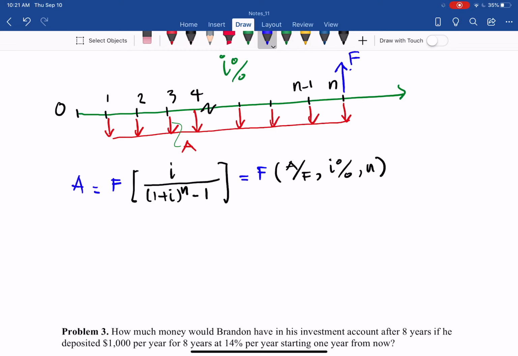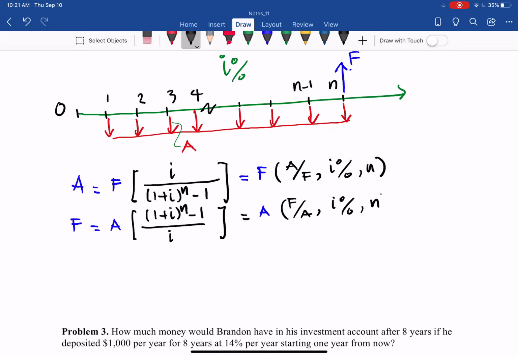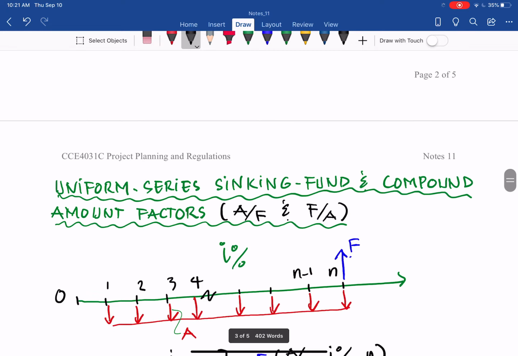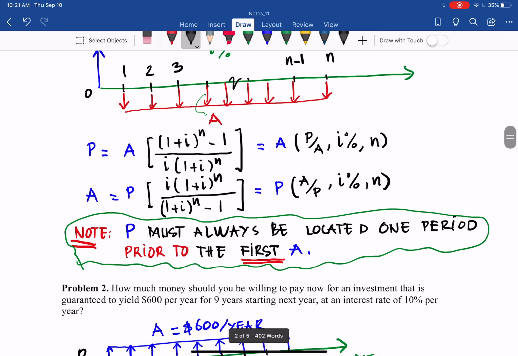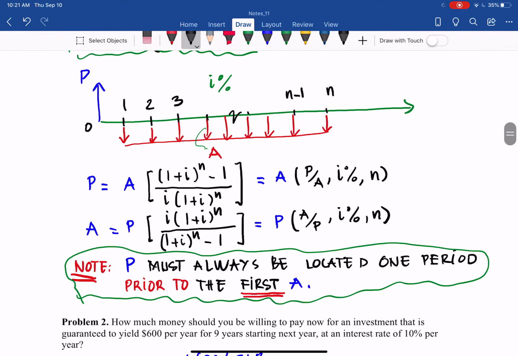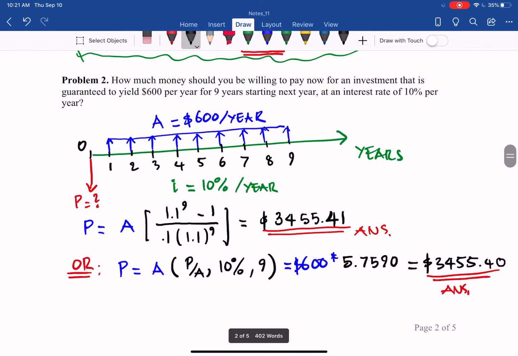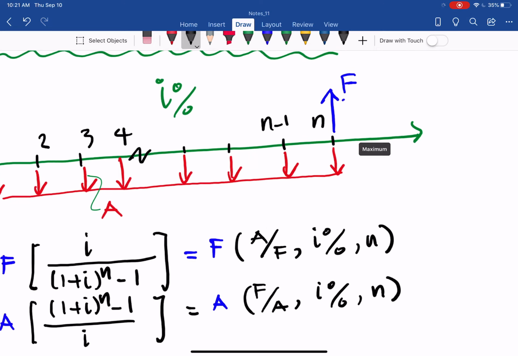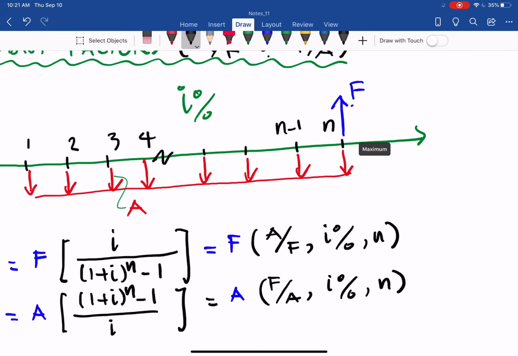Similarly, if given A, find F, so F equals A, and just flip: (1+i)^N minus 1 over i. Or, if you use the table, F given A, i% and N. Similarly, for the note here, very important in P and A: P must always be located one period prior to the first A. In this one, as you can see, the last A and F are at the same location.